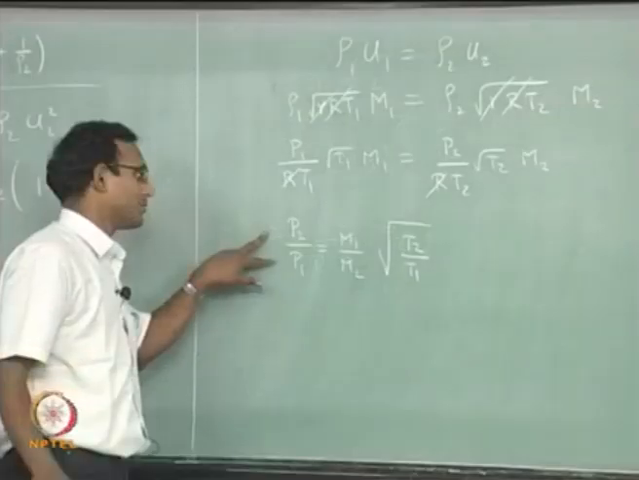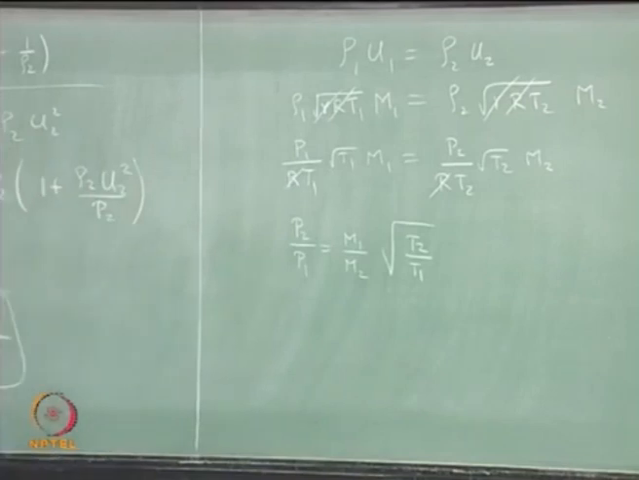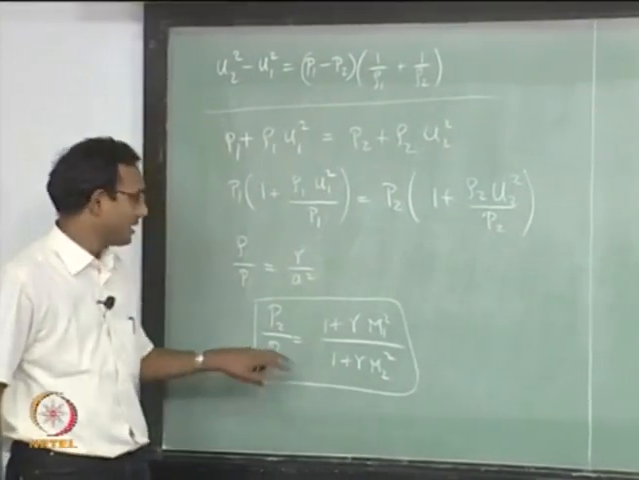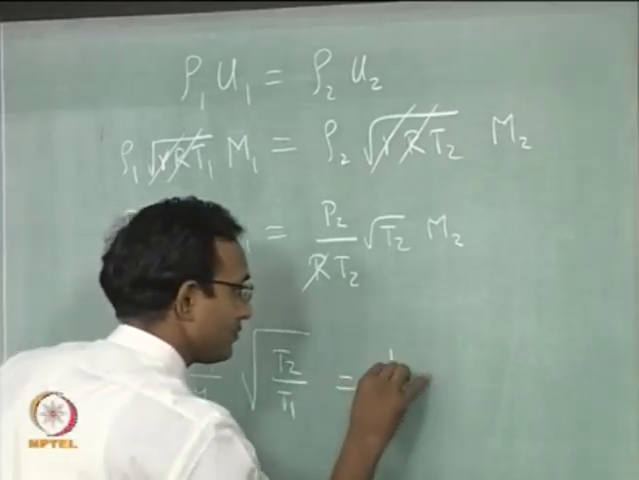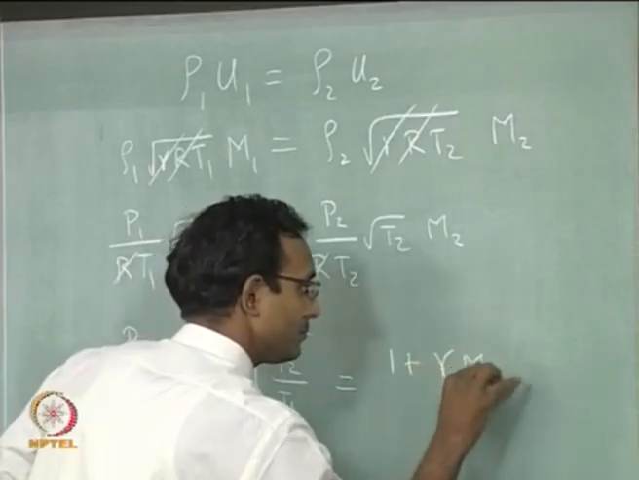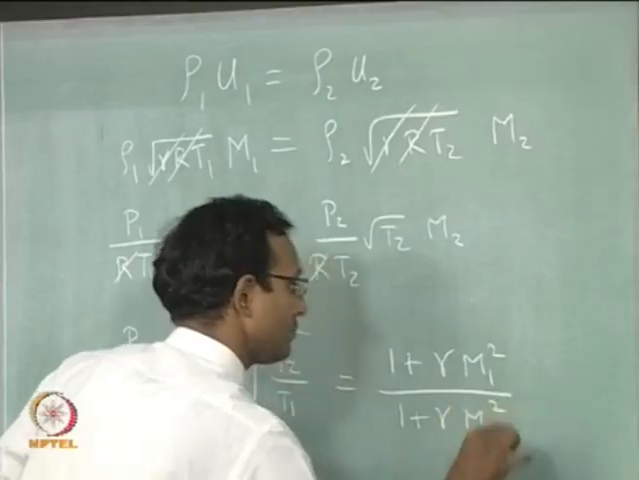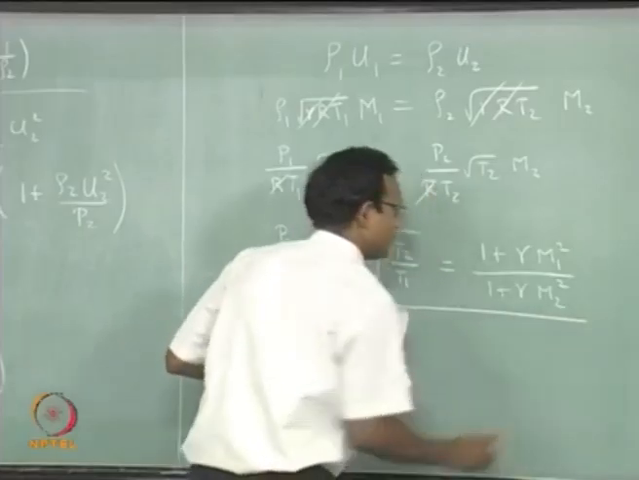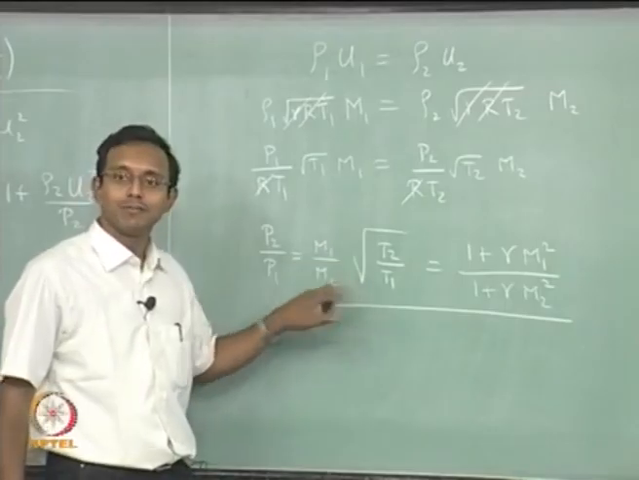Now, I already know something about this. I know that this is equal to, from here, 1 plus gamma m1 square divided by 1 plus gamma m2 square. I will use this in place of p2 by p1. So, as of now, I have a relation here. If I just look at these two terms, I have a relation in terms of Mach number alone, except for t2 by t1.